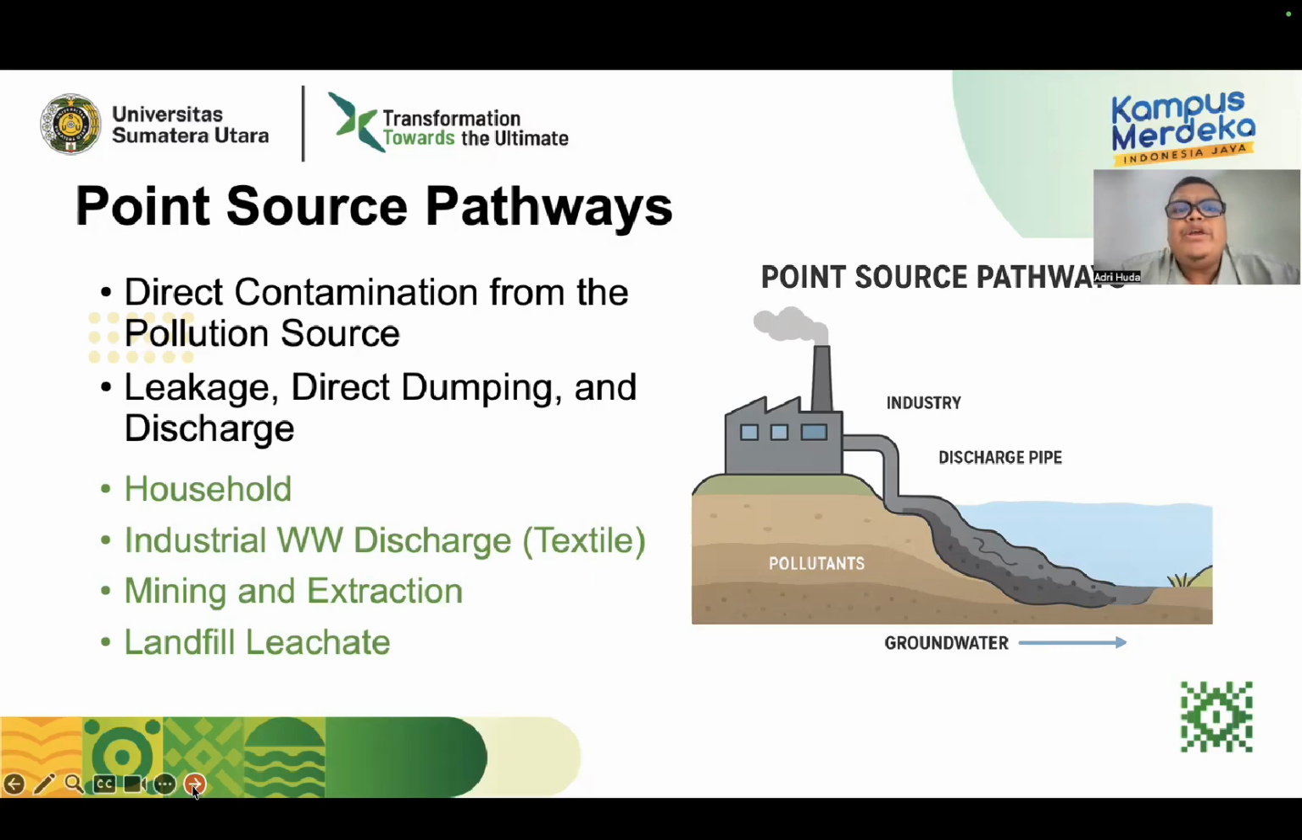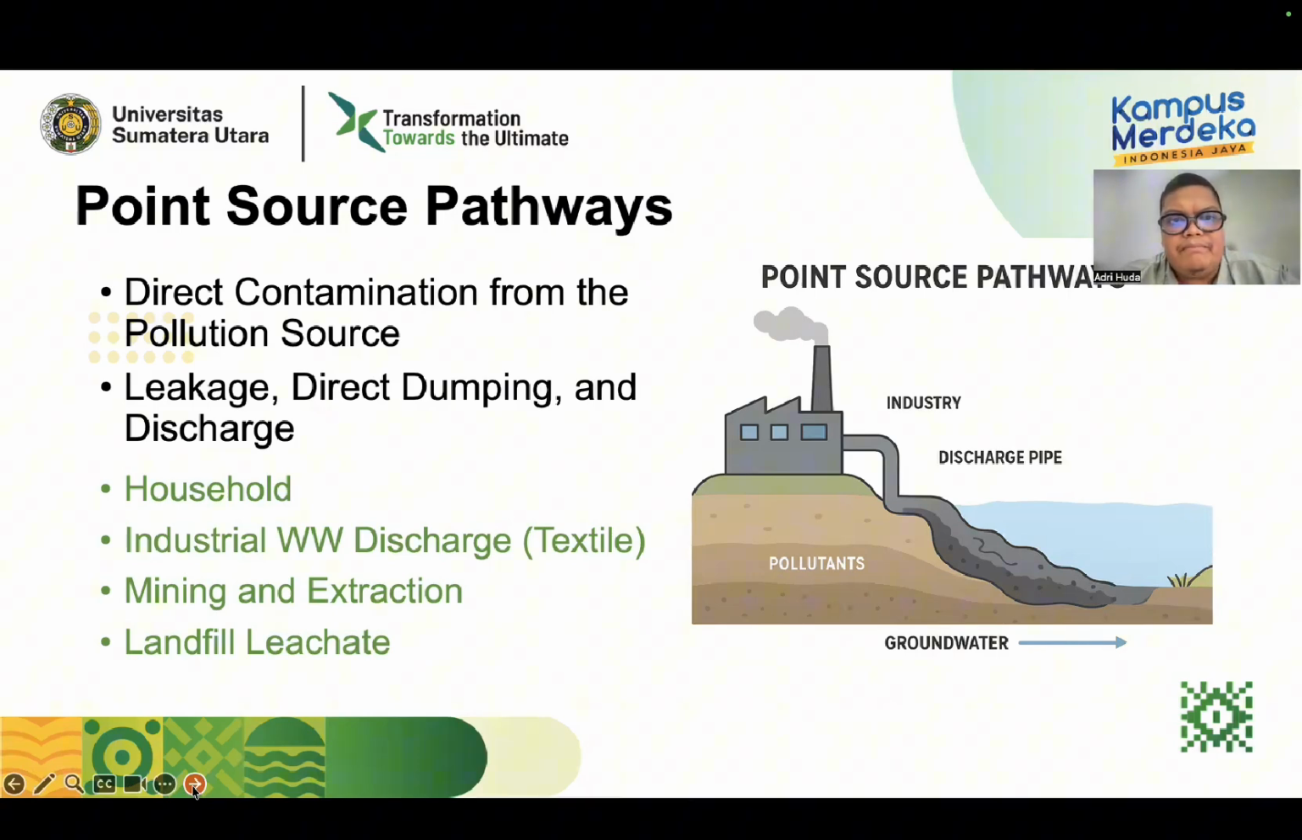So in the point source pathways, the contamination process can be seen very clearly, where we can see the pathways of the pollution. For example, if you dump the wastewater directly to the river, and then someone sees those activities, they could say that this is the very example of the point source pathways, where people just directly dump their wastewater and contaminate the water source.